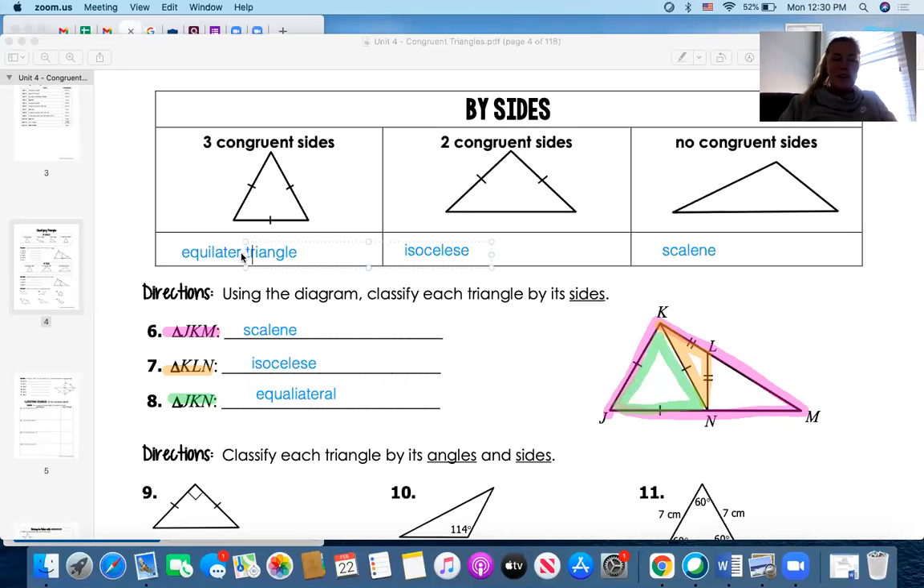Why did I write equilator up here? It's equilateral. Oh my gosh. All right. Maybe I can erase this one word. Equilateral. I'm so bad at spelling, guys. That's why I'm a math teacher.